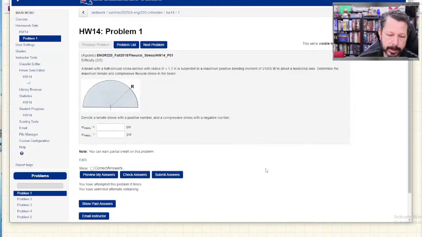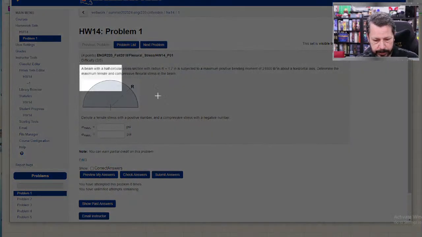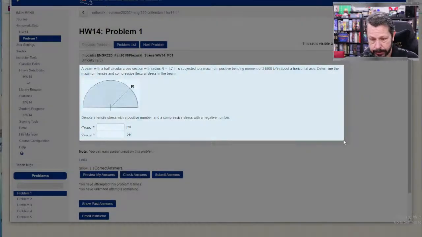All right, so this one, the point here is not that it's a complicated cross section. This is one shape. It's a half circle. The point for this one is that it wants us to find some stress numbers, asking for the maximum tension and the maximum compression flexural stress. But we can do some other stuff with this one too, just to show how some of this stuff works. So let's copy this problem. We'll solve this one, and then we'll do some stuff around this one.